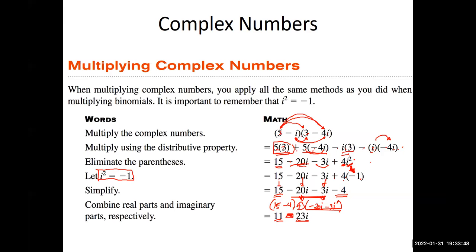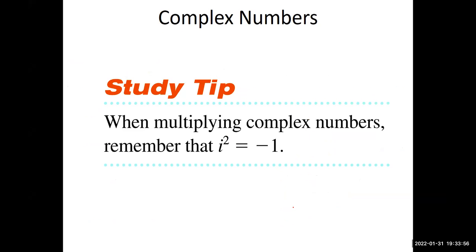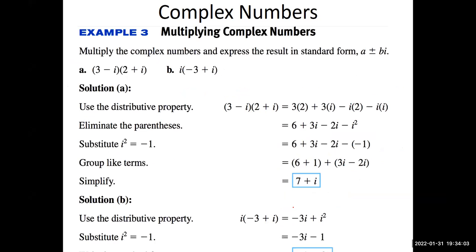Nakasunod? Yes po, sir. Nakasunod po. Okay. So madali lang naman yan. Okay. So again, when multiplying complex numbers, you have to remember that i squared is equal to negative 1.